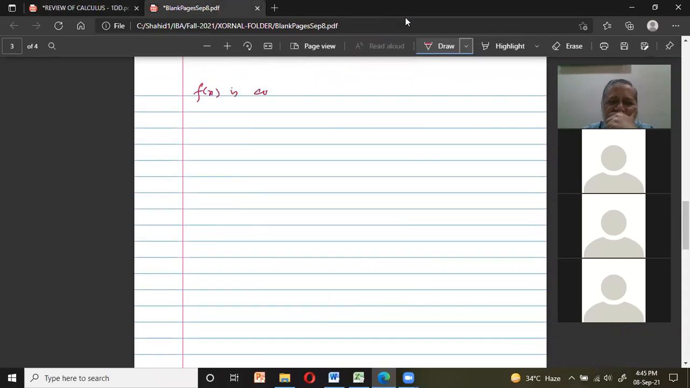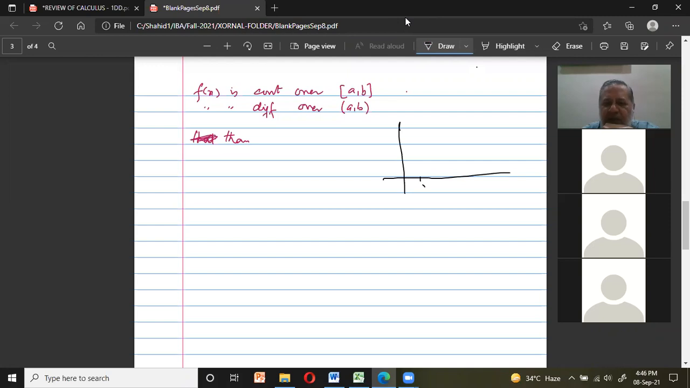f(x) is continuous over some interval AB. f(x) is differentiable over interval AB. Then, if I put it on the graph, suppose this is the interval AB.